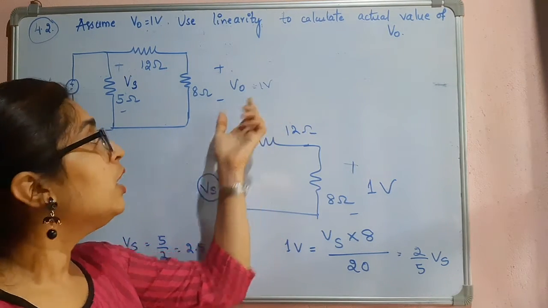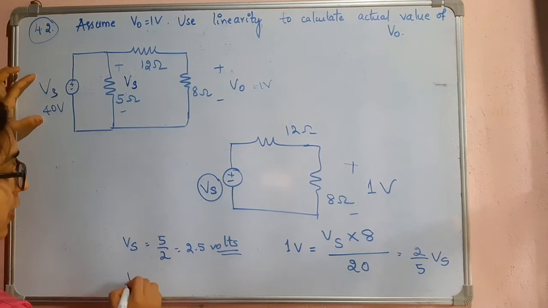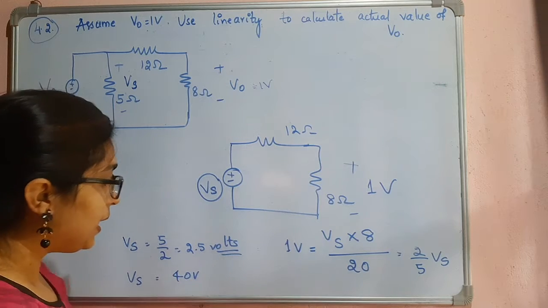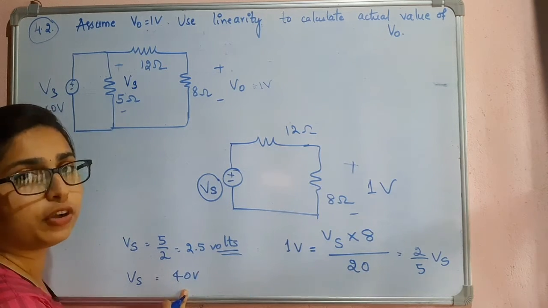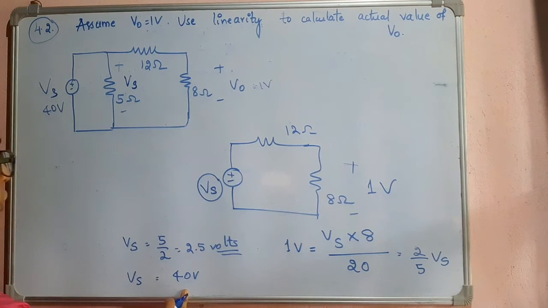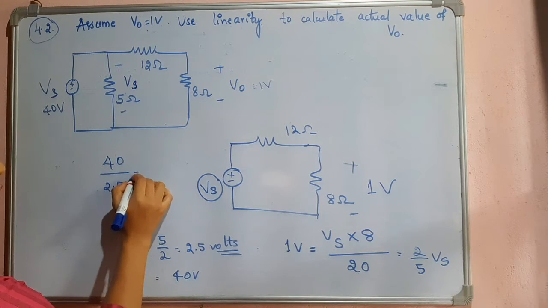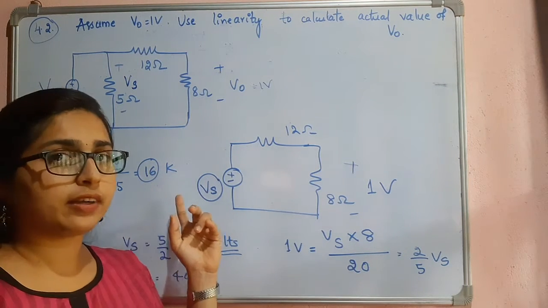Now you can see the question, the Vs is given as 40 volts. So if you multiply some value to this 2.5, you are going to get 40. What is that value? You can easily find it out by dividing it. That is equal to 16. So this is the factor k, 16 is the factor now.